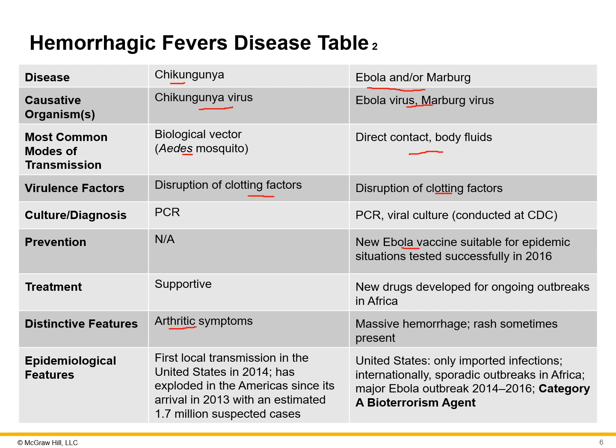Again, with this one there is massive hemorrhaging. They all cause hemorrhaging, but Ebola and Marburg cause a large amount. It is very extensive, and sometimes a rash can be present. This is referred to as a bioterrorism agent that can be used, unfortunately, in some type of terrorist attack.